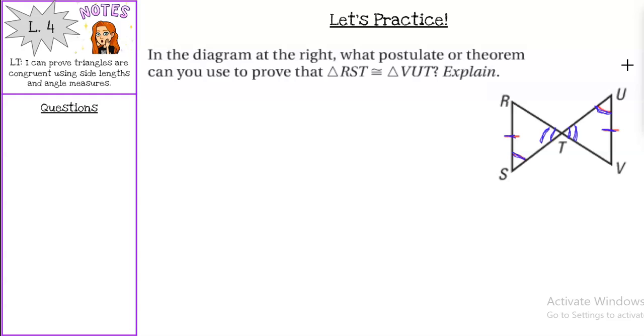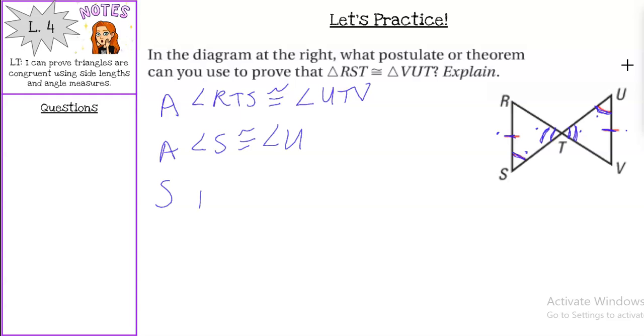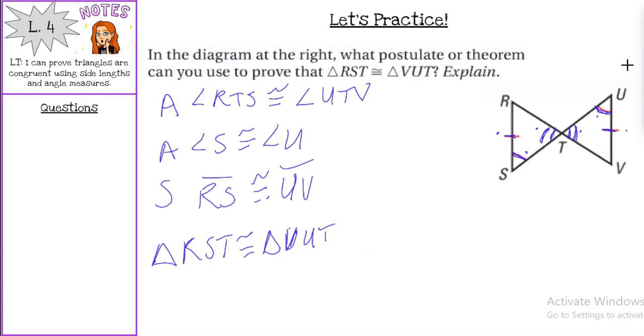So then if we look, we have angle, angle, side, angle, angle, side. So we can use angle, angle, side because we have angle RTS is congruent to angle UTV. We have angle S is congruent to angle U, and we have RS is congruent to UV. So we can say triangle RST is congruent to triangle VUT by angle, angle, side.